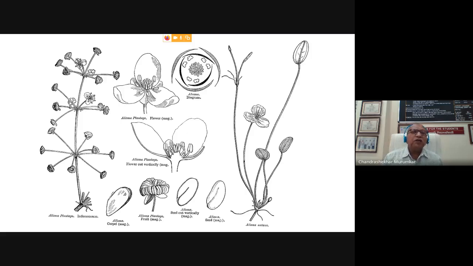Now, this is a sort of drawing sketch of the genus Alisma, where you can see a panicle inflorescence, which is a compound branched panicle.